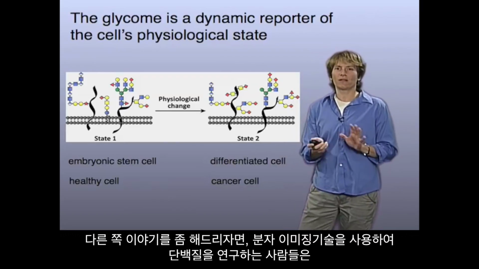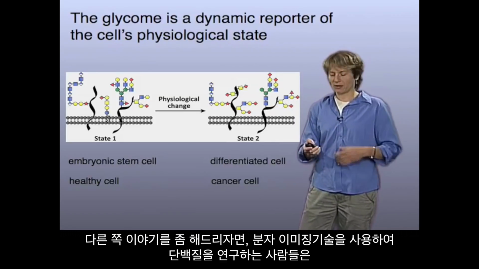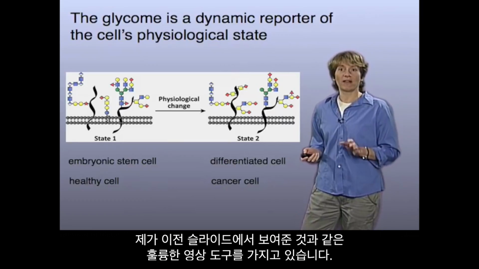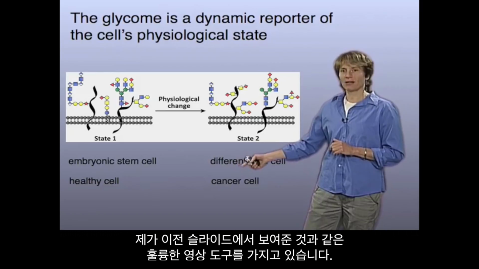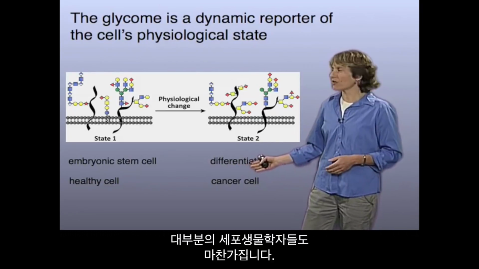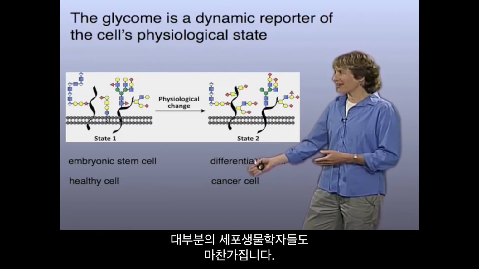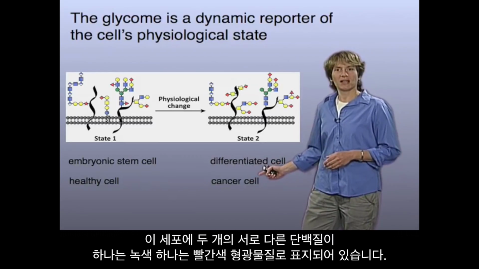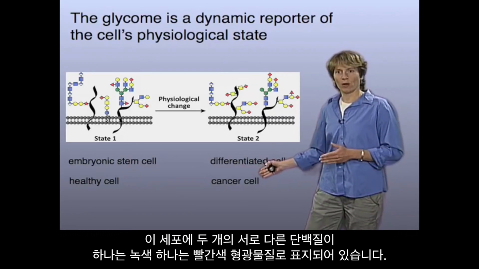Just to give you a little bit of counterpoint, people who study proteins using molecular imaging techniques have a wonderful arsenal of tools available to them, which is why images like the one I showed on the previous slide are so common and so familiar to most cell biologists. In fact, most cell biologists probably spend a good portion of their day looking at images similar to this one. In this cell, 2 different proteins have been labeled with 2 different fluorescent dyes, one green and one red.